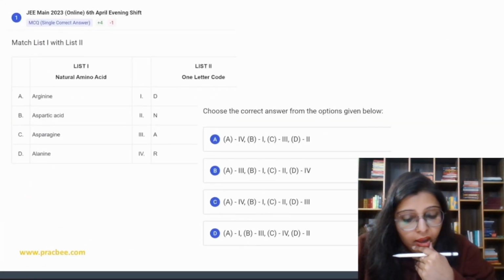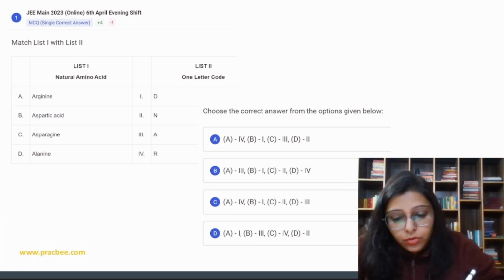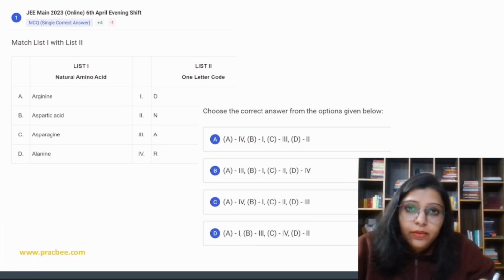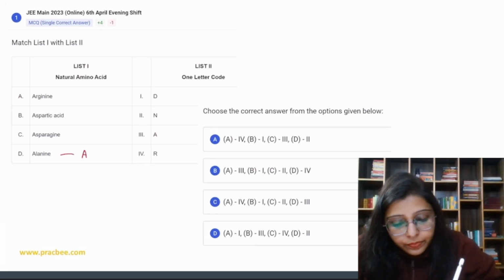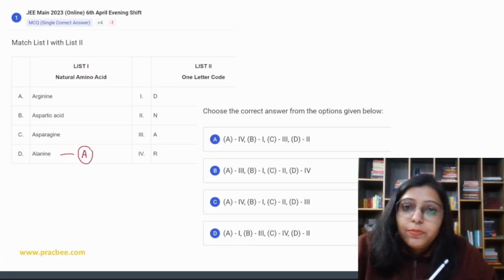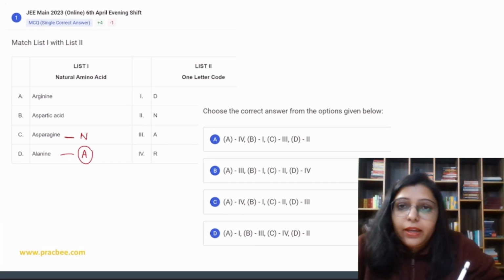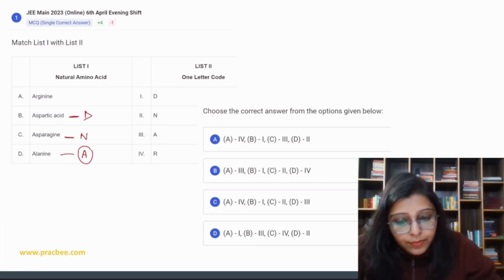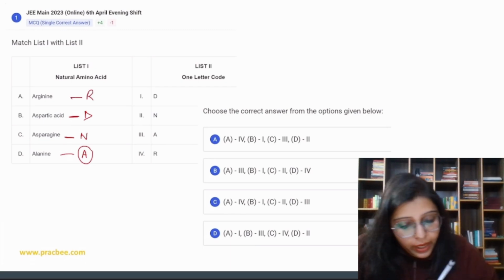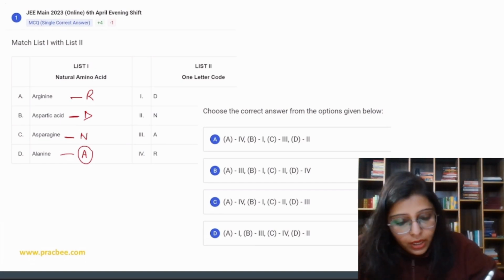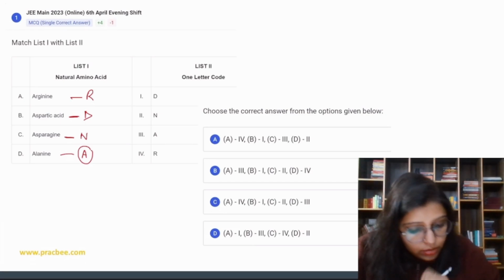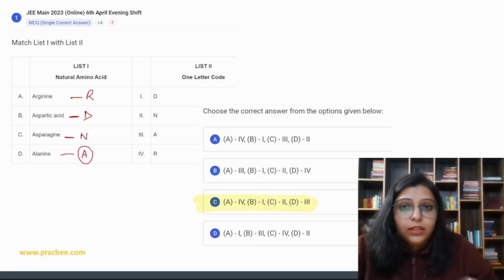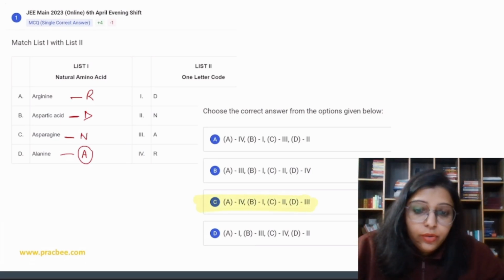Next question. Again on one letter code. So we have arginine, aspartic acid, asparagine, alanine. So basically alanine is A. Asparagine is N. Aspartic acid is D. Now the rest is R. So A can be matched with fourth. B can be matched with first. C can be matched with second. So on the basis of that, option C is the correct answer. Just learn the one letter code, you can do the question.